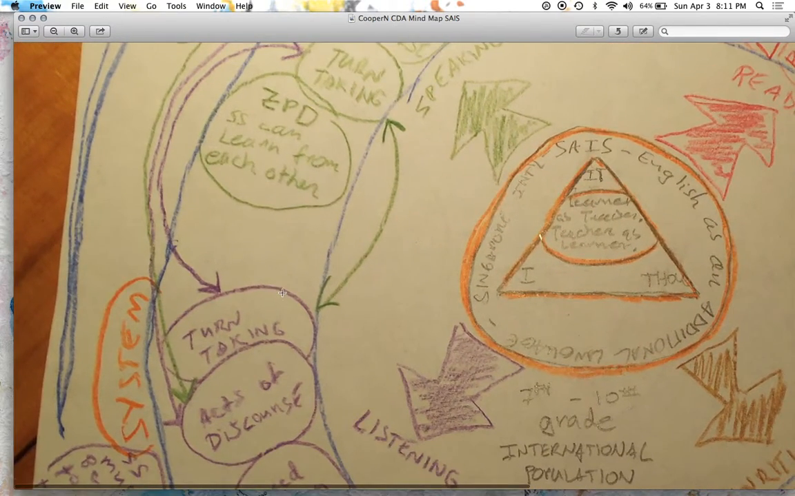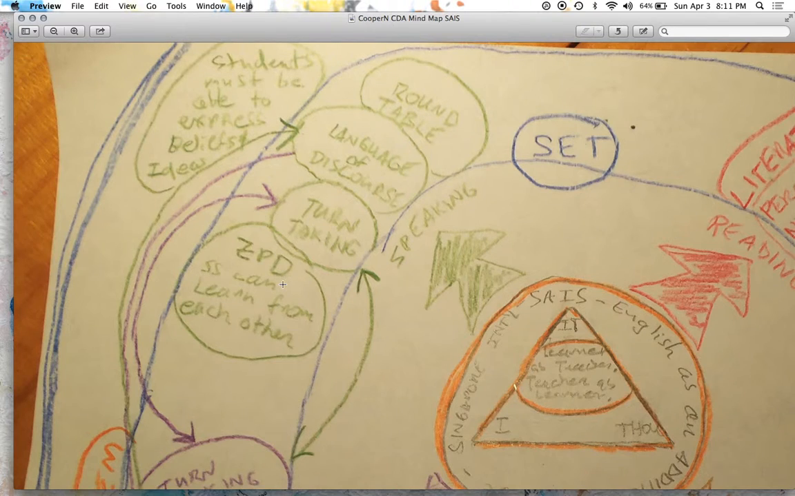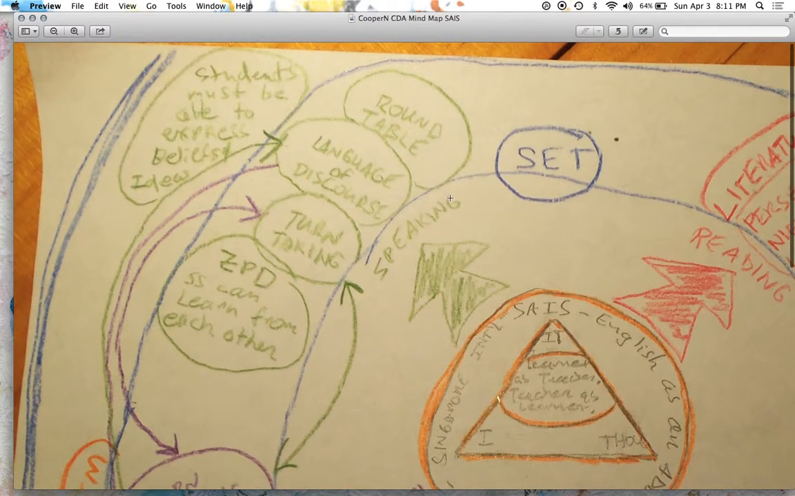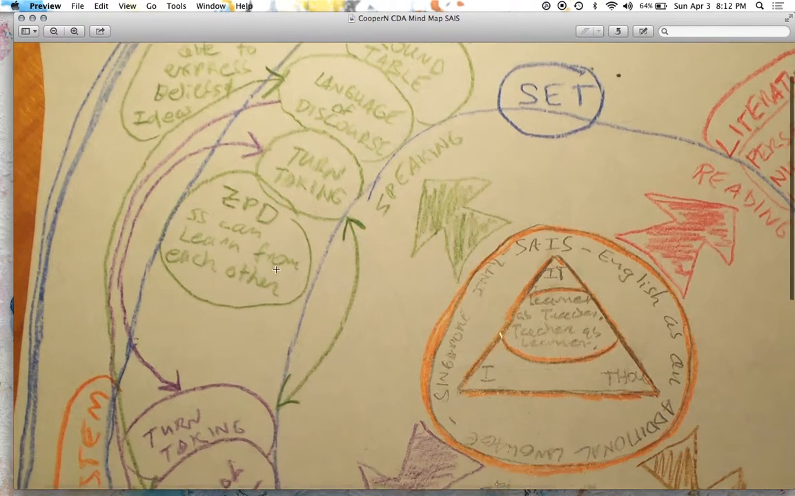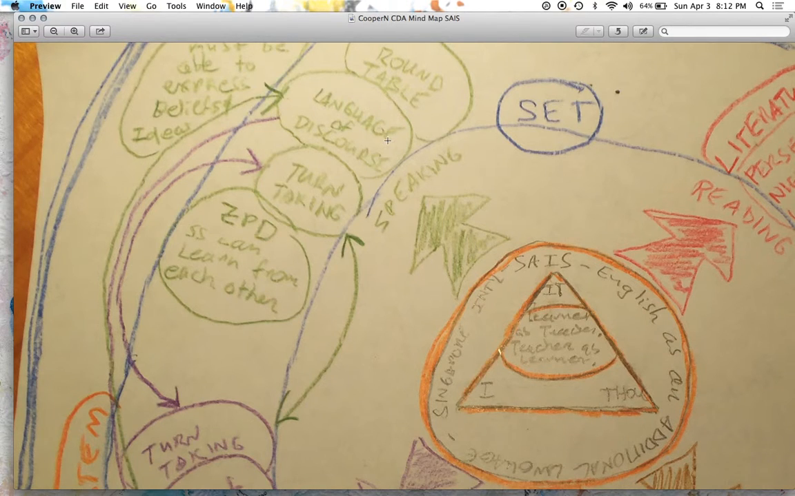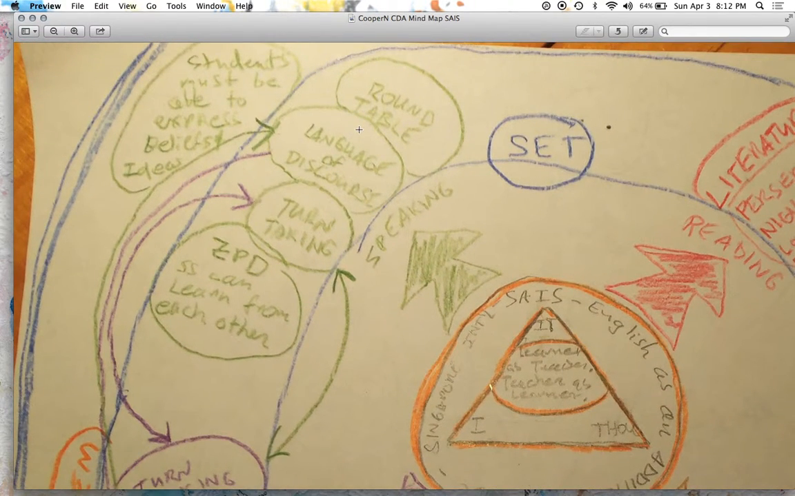So we're still in process, we're still in the inner circle here of set. This is speaking. Roundtable discussion. We're sitting in a circle talking about the literature, or talking about what we're writing, talking about the essay, talking about our annotations, and this is connected to turn-taking, acts of discourse, and the language of discourse. What language do we need? What vocabulary do we need in order to engage in discourse about literature or about the essay?